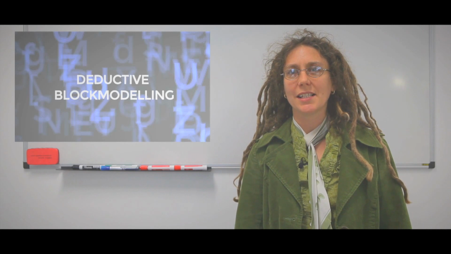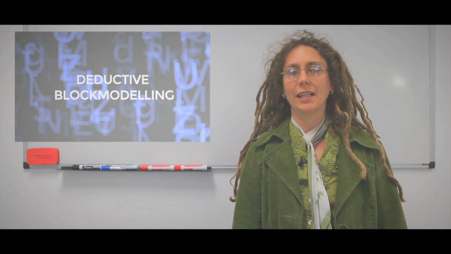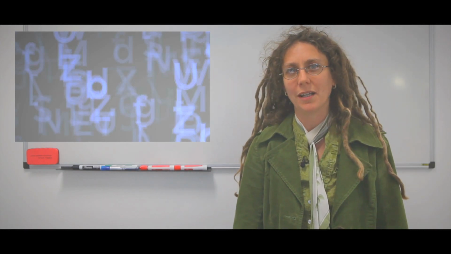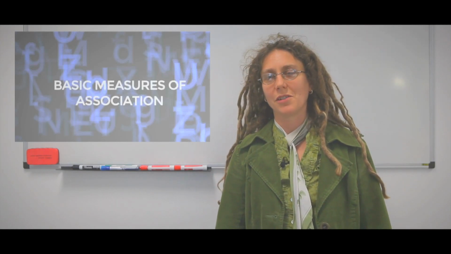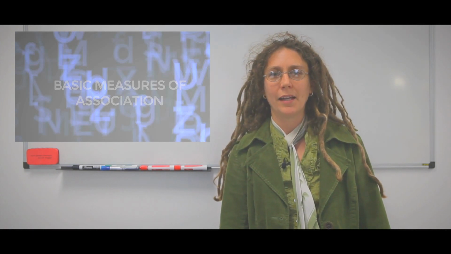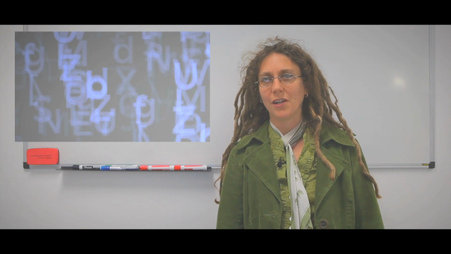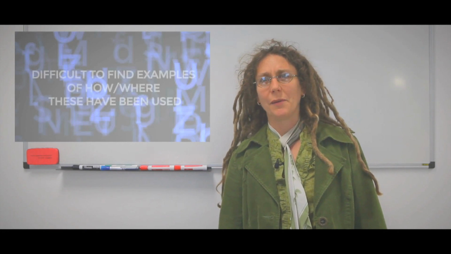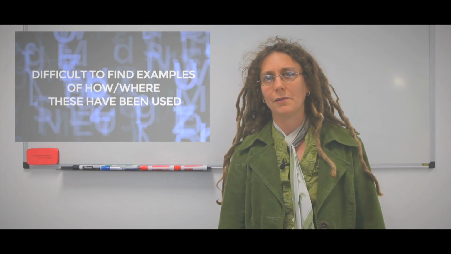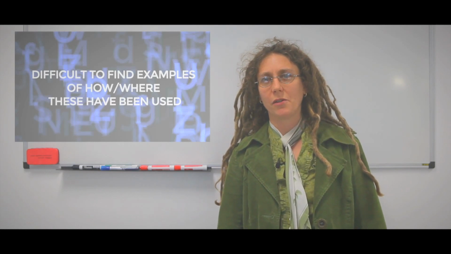In this episode, Florence and Michael interview me about an article in which I use something called deductive block modelling. We decided to explore my use of block modelling, not only because I use this complicated social network analysis method, but also because I use basic measures of association to compare a hypothetical model to a real model. And although measures of association are one of the first things that we learn when we do statistics, it's actually quite hard to find examples of how and where these have been used in the published social science research.